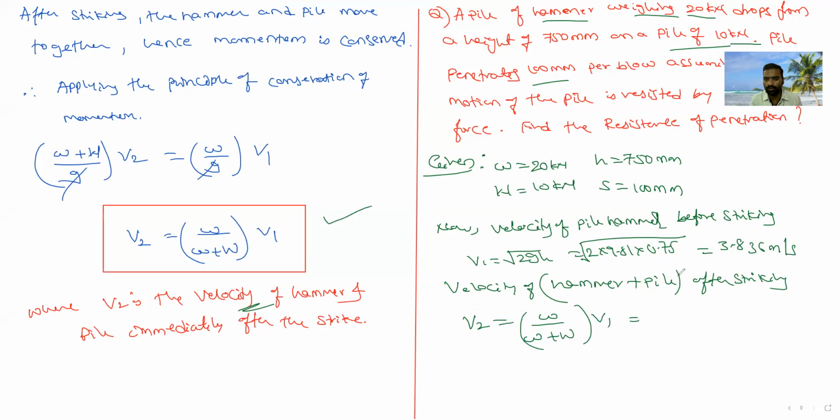Okay, what is the small w value? 20 divided by 20 plus 10 into V1, which is 3.836. Calculate V2. V2 is equal to 2.557 meter per second. So you got V1, you got V2. Then you have to find out the resistance.